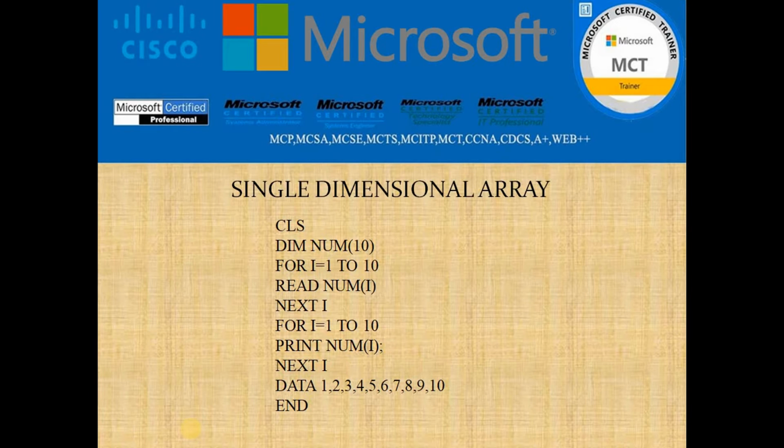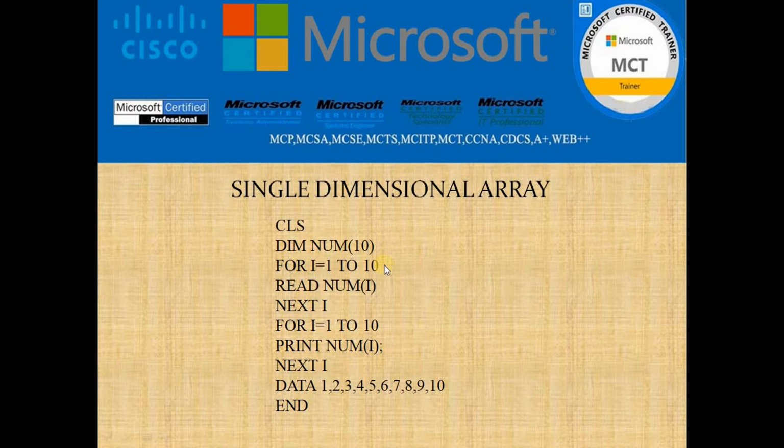So DIM is simply used to declare an array. That is done. And every array has a name. So I have given the name of the array over here as num. And the array name is associated with the subscript. That means the 10 elements you are going to use over here. So that's why I have given for I equals 1 to 10. That means I'm going to use 10 different values. Subscript is 10. And since I'm going to use read data, I use a read over here.